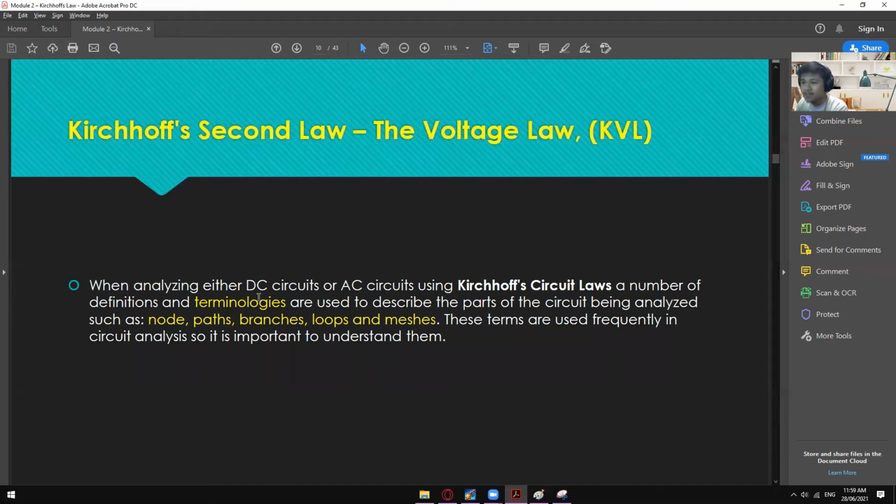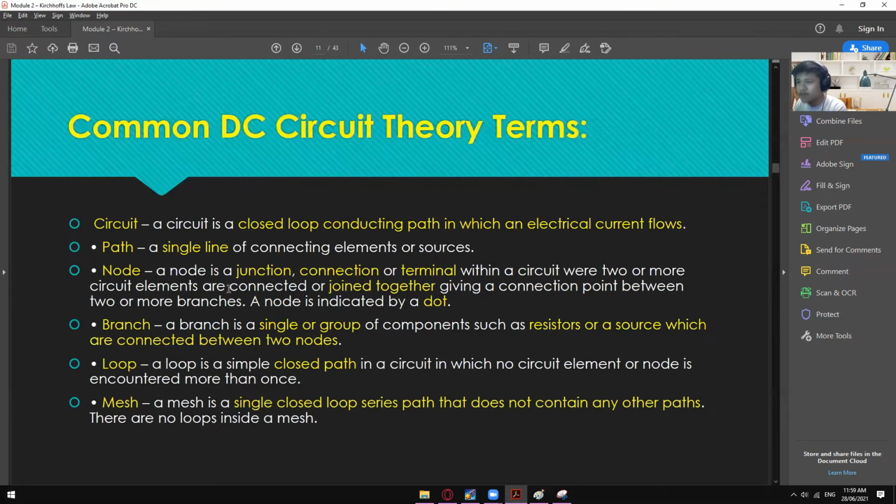Okay. Anyway, so let's now move on to the terminologies. When it comes to solving a Kirchhoff circuit law, we have here the node, which we have already discussed a while ago, and then the path. I hope you guys are already familiar with path. Path is just a line. Okay, and then branches. So this might be new to you guys, and then loop. So this might be also new to you, and then meshes. So these terms are used frequently in circuit analysis, so it is important to understand them.